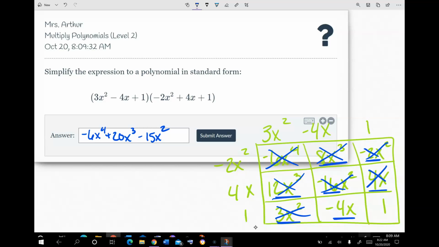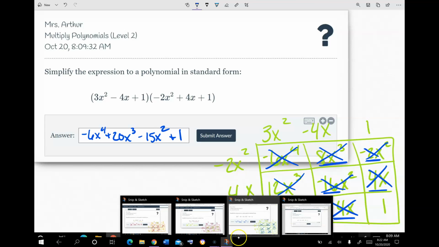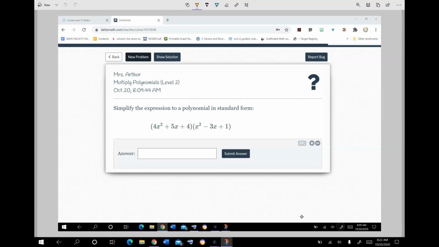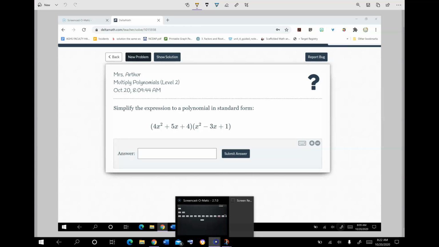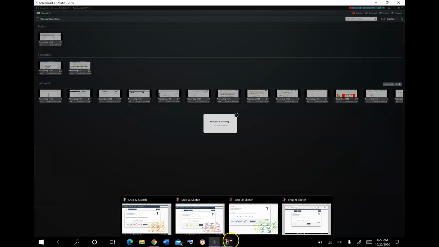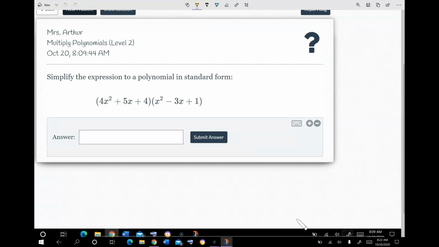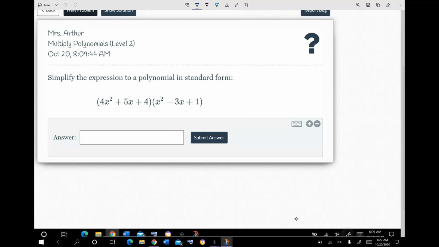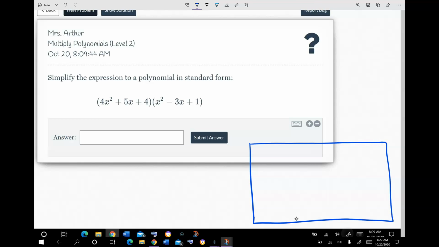All right, last one we're going to do for the Delta Math help, okay? Here we go. Last one we're going to do, it's another 3 by 3, okay? So we're going to draw a 3 by 3. And write your polynomials on the outside.